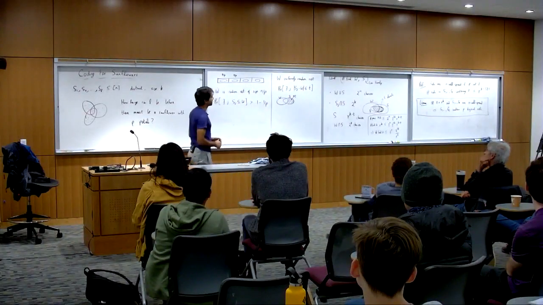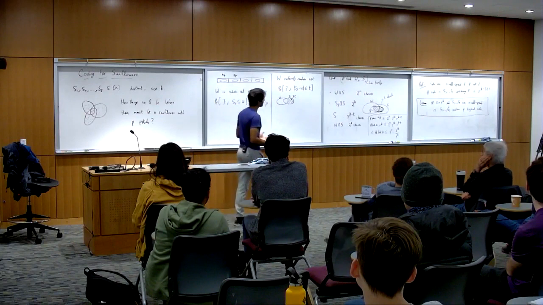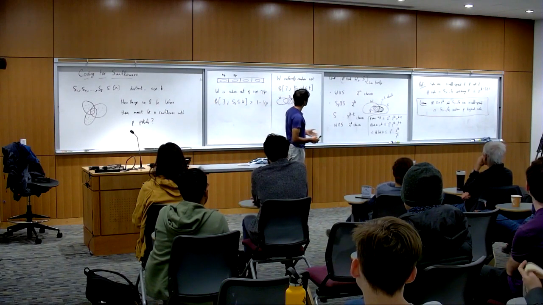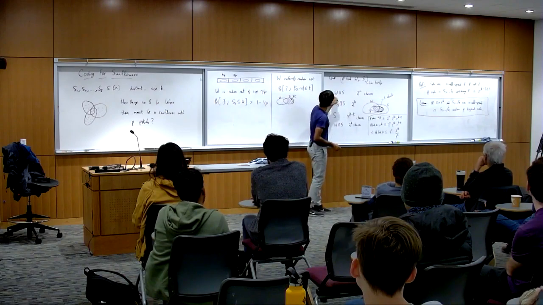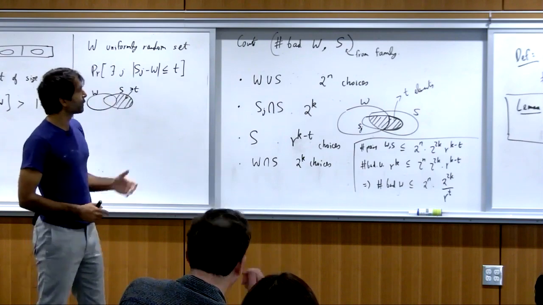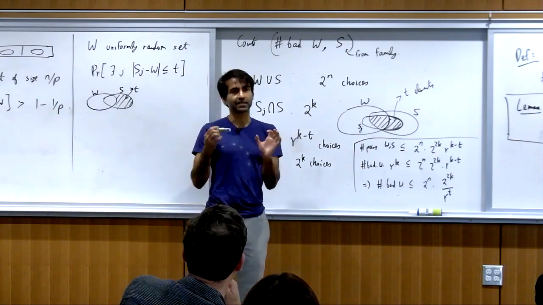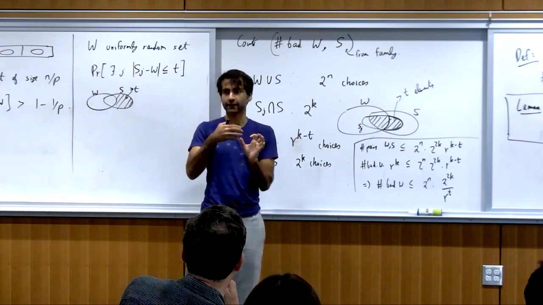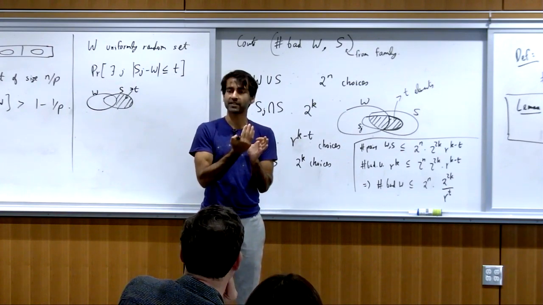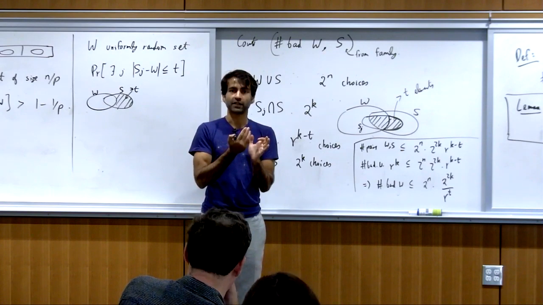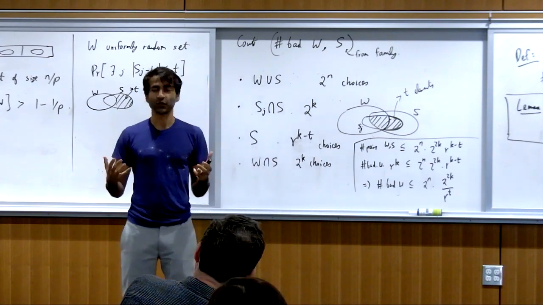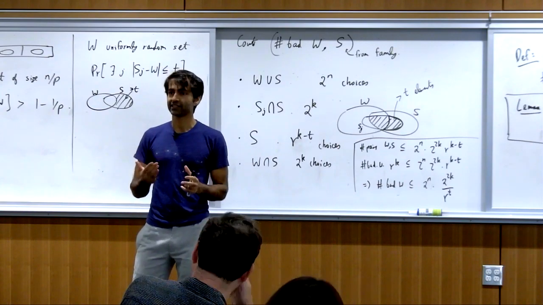Maybe I'll say one more thing. One more way to think about what's happening in this proof. Suppose you pick a completely random set W from the universe. Then for any fixed S from the family, you will expect W to intersect that S in half the elements, right? So you would expect W to include roughly k over 2 of the elements, and exclude roughly k over 2 of the elements.